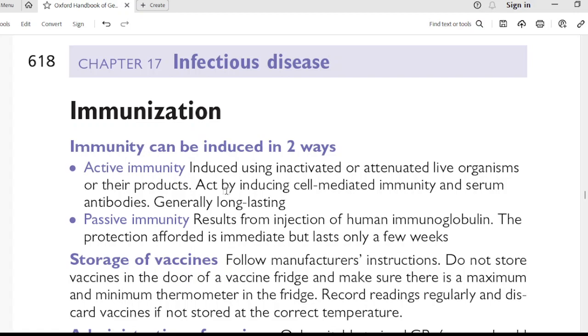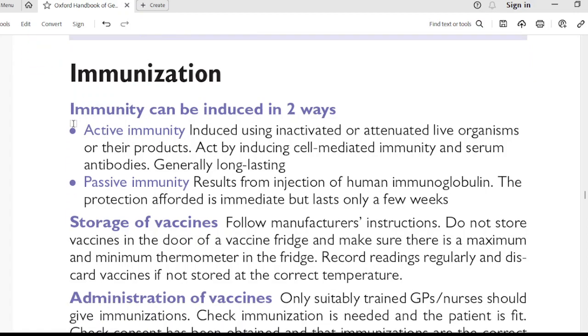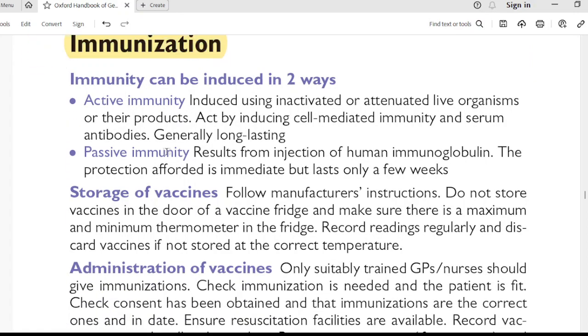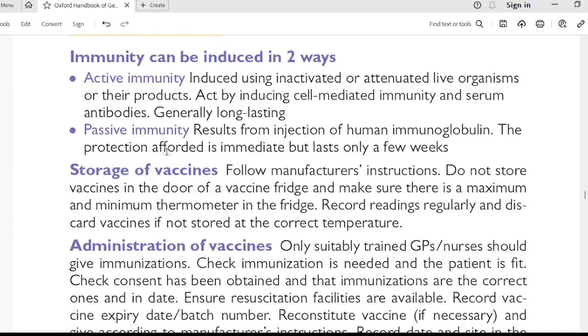And we are at chapter 17, Infectious Disease, page number 618, Immunization. Immunity can be induced in two ways. Active immunity induced using inactivated or attenuated live organisms.